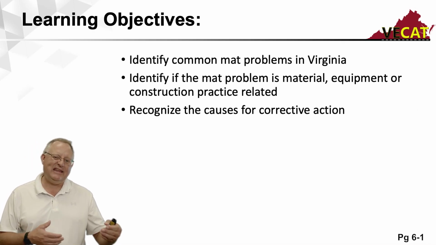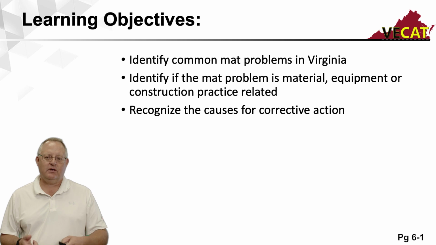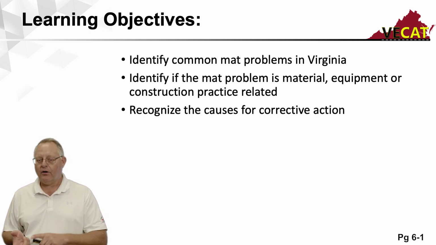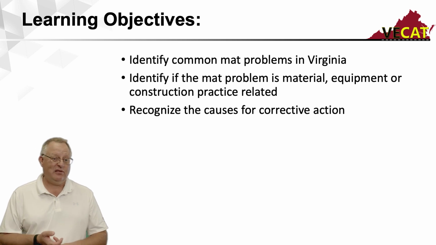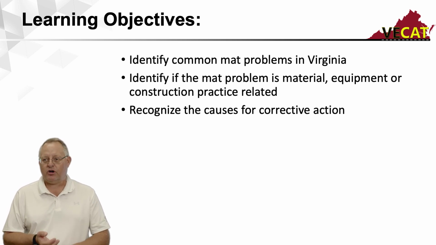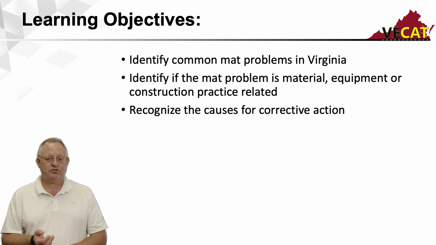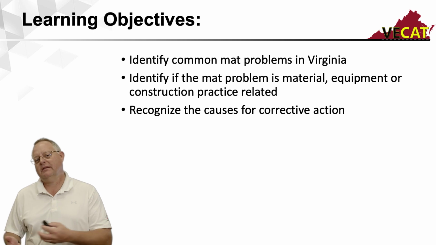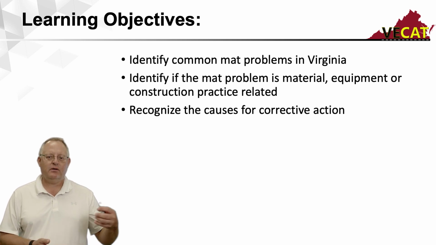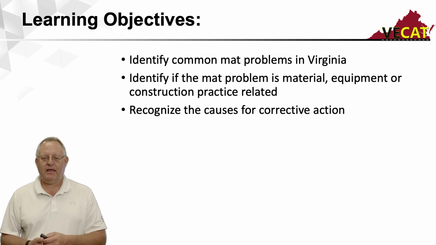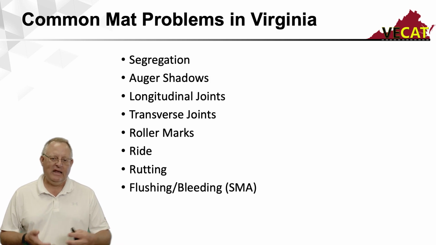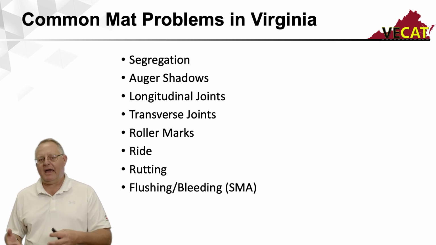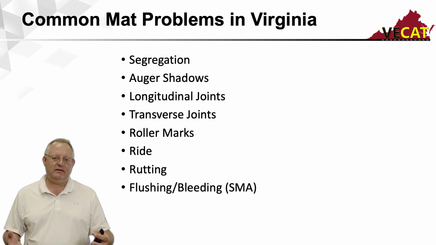What are we trying to get in this module? What are our objectives? What are those common problems that we see in Virginia? Are those problems related to materials, the equipment? Maybe it's the construction practice. Once we know where they're from, now we can recognize them, we know the cause, now maybe we can correct them. So what are those common mat problems that you'll see throughout the paving season?